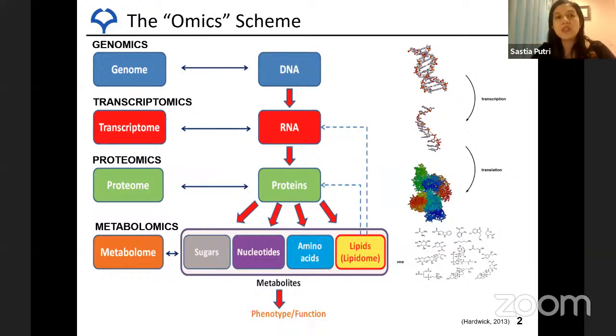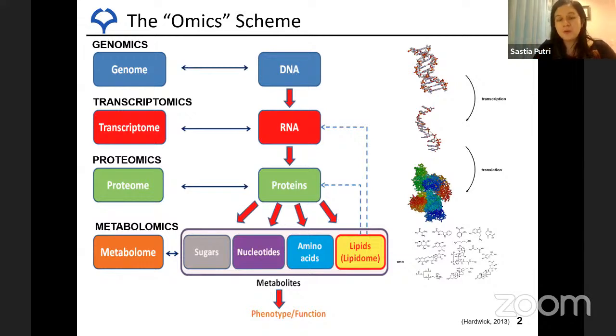As we know, omics research always aims to do comprehensive profiling of the biological molecule. In the case of the genome, you would like to have comprehensive analysis of the genome. Transcriptome is the same for the RNAs. And for proteome, you want to analyze many different kinds of proteins.